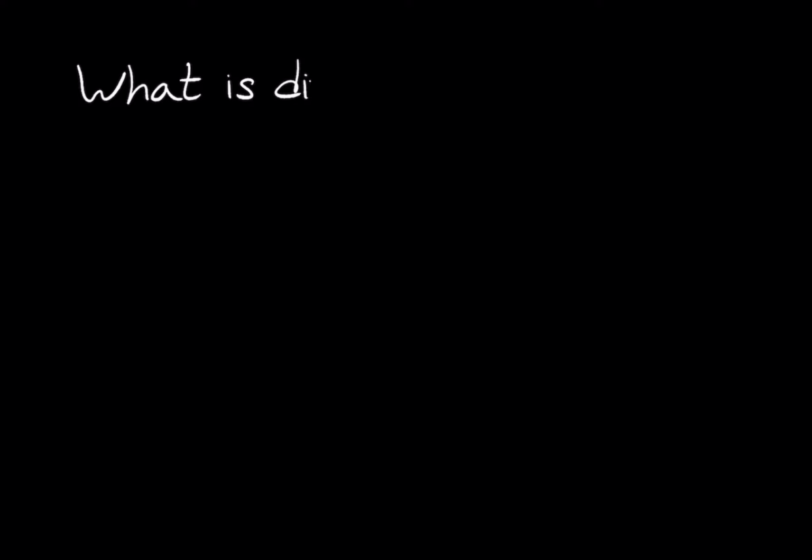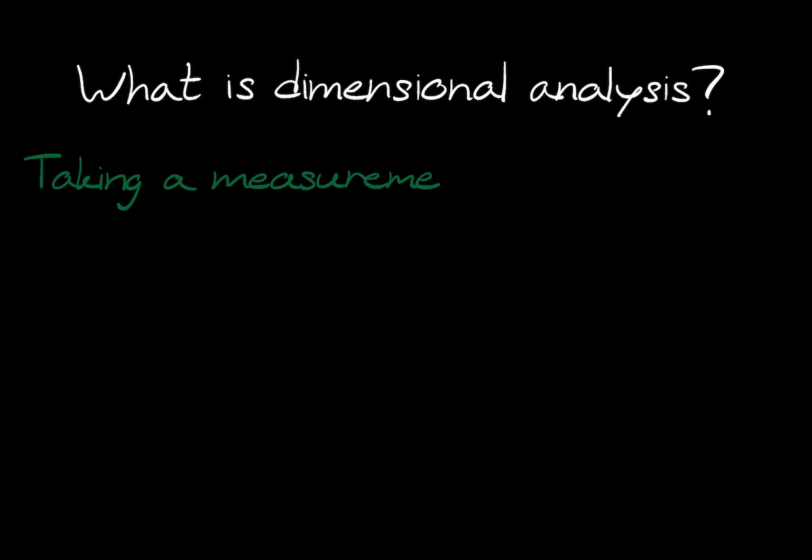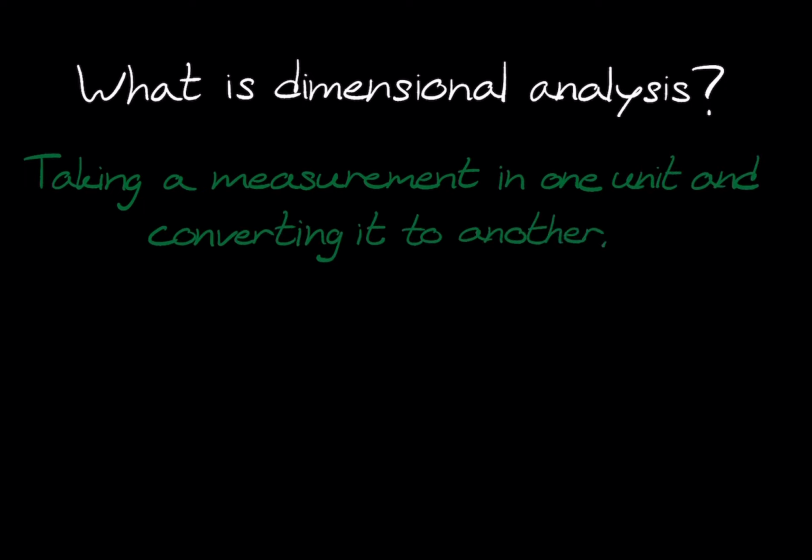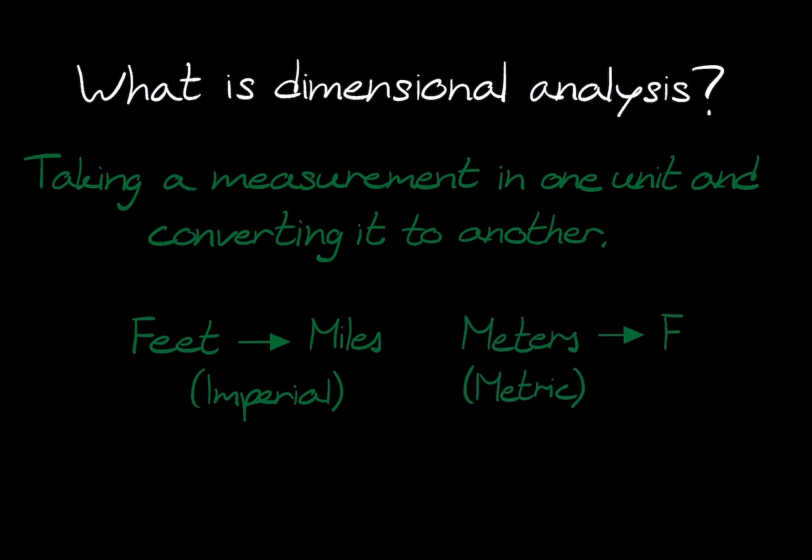So first, what is dimensional analysis? Dimensional analysis is taking a measurement in one unit and converting it into another measurement unit. This applies both within one measuring system, like going from feet to miles, both of which are in the imperial system, or from one measurement system to another, like going from meters, which is in the metric system, to feet, which is in the imperial system.